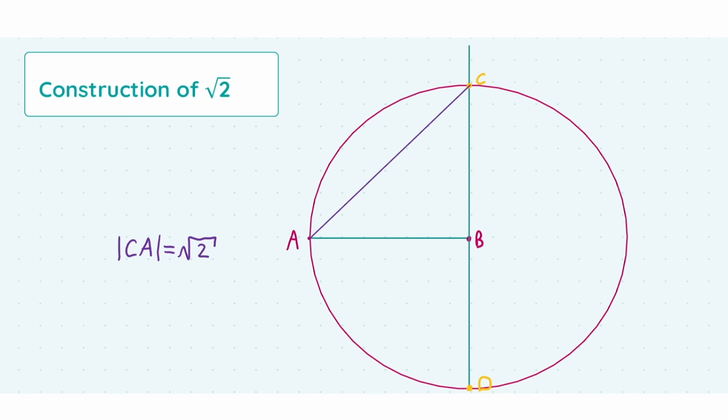So there we have it, we've constructed a line that measures the square root of 2 units, and that's the end of this construction and the end of the video.